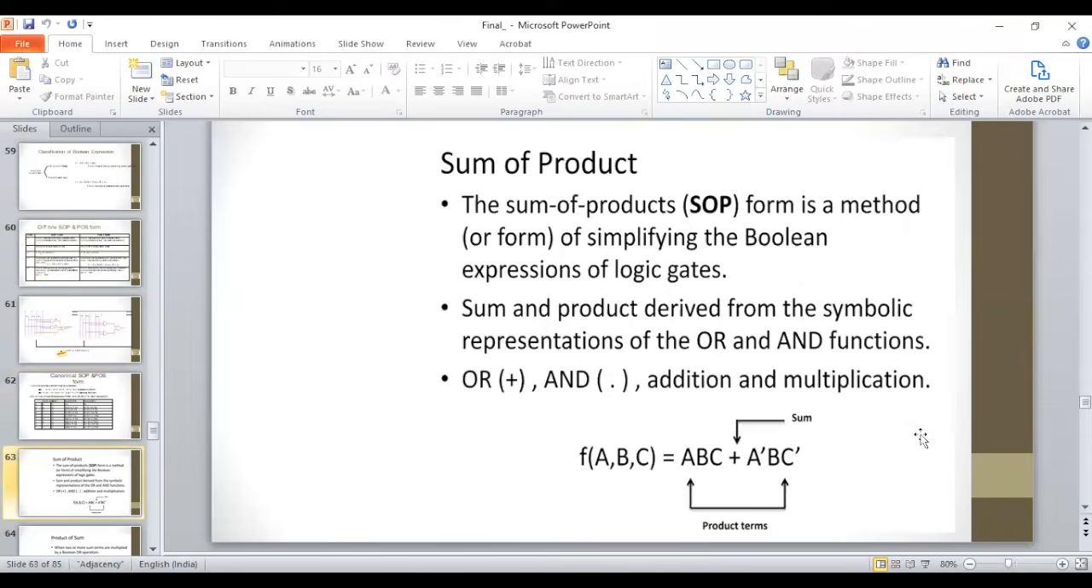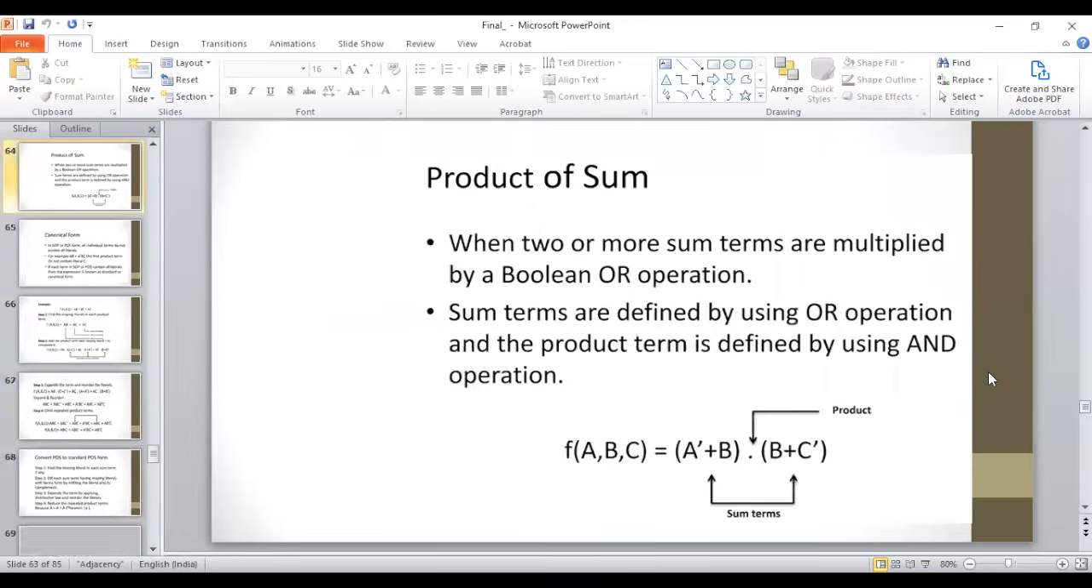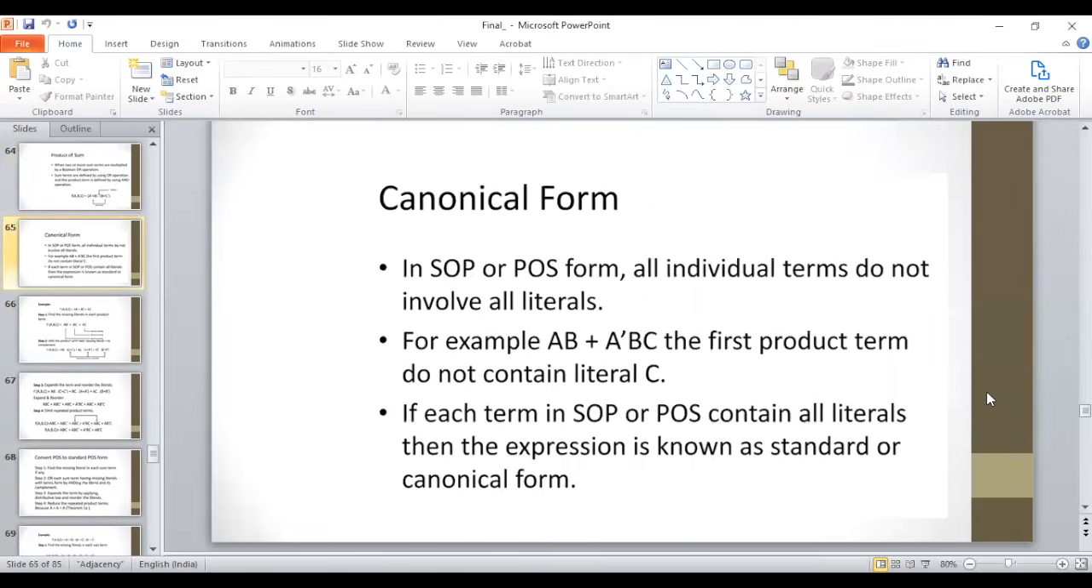You can see the product in between, a product is there and sum is in between. Similarly, in the product of sum, we are keeping the sum in between. But if you see clearly, in some of the three variables we are having two variables, and these are not very much confined to it. So we move to canonical form.